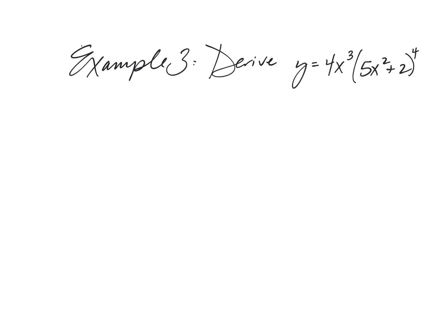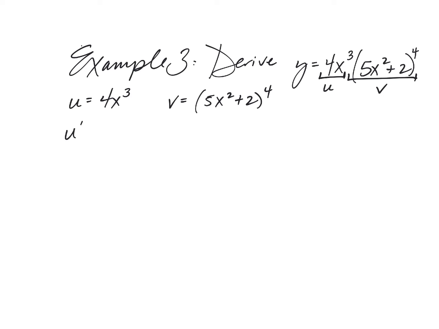All right, so let's go ahead and label our two functions. All right, so I've got U and V. So U is 4x cubed, and V is the quantity 5x squared plus 2 to the fourth power. U is a power rule, so I bring the power down, go to one less power.